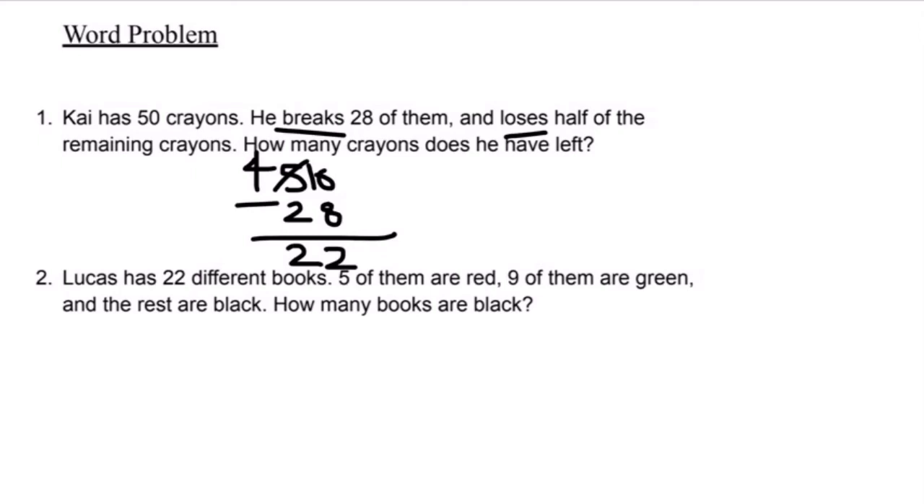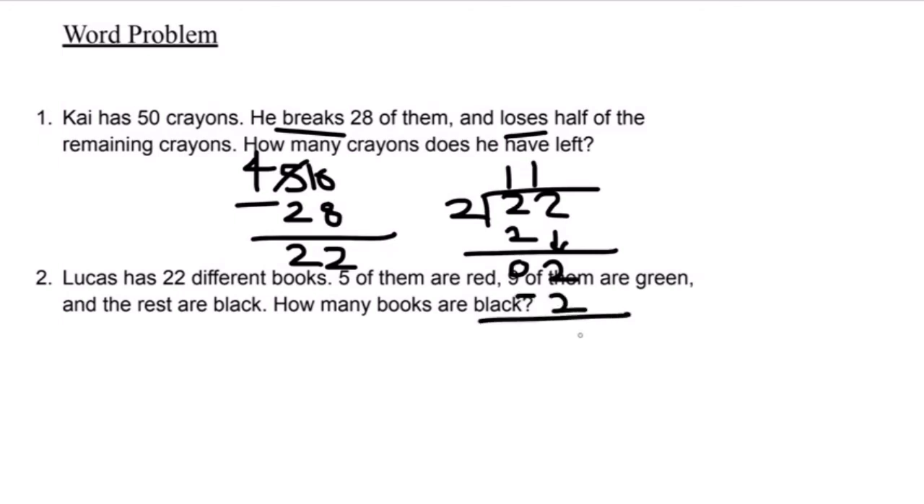That means we need to divide 22 by 2 to find how many crayons he has left after losing half. Therefore, 22 divided by 2. 2 goes into 2 one time because 2 times 1 equals 2. 2 minus 2 equals 0. We bring down the 2. 2 goes into 2 one time because 2 times 1 equals 2. Subtract 2 minus 2 equals 0. Therefore, we have 0 remainders, and Kai has 11 remaining crayons after breaking 28 and losing half.